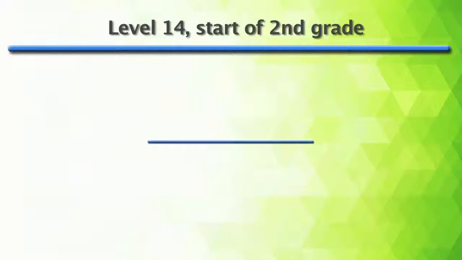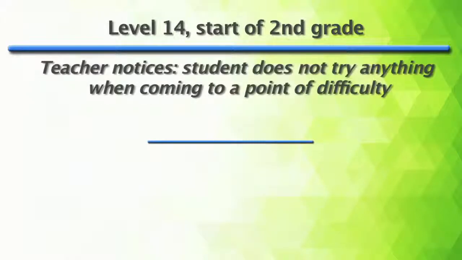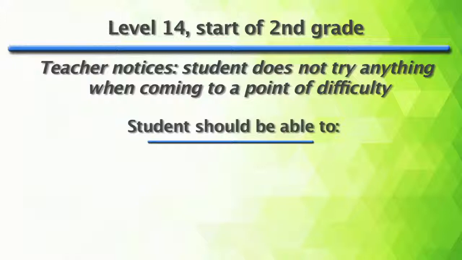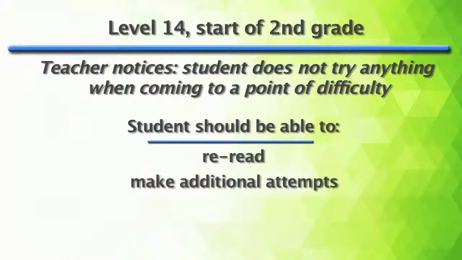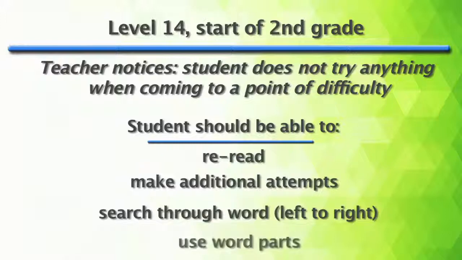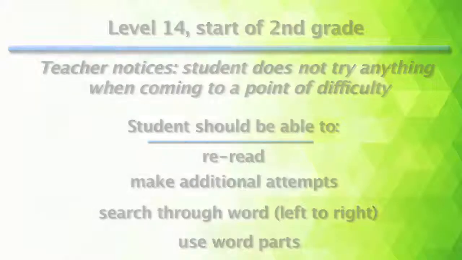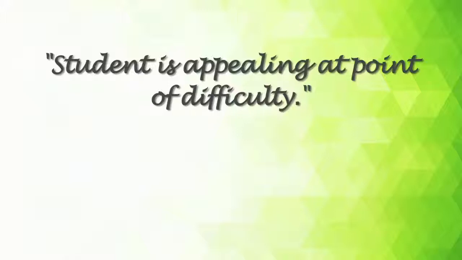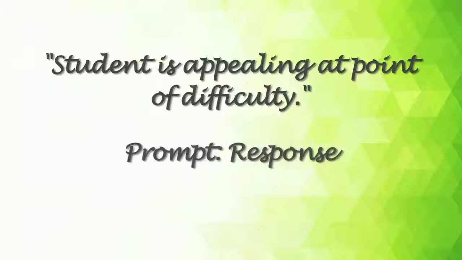For example, a teacher is working with a group at a level 14 at the beginning of 2nd grade. The teacher notices that one student does not try anything when she comes to a point of difficulty, just appeals for help. According to the continuum on page 207, she should be able to demonstrate one or more of the following strategic behaviors: reread, make additional attempts, search through the word left to right, use word parts. The teacher should write down in her anecdotal notes that the student is appealing at point of difficulty. Right then, she could also write down what prompt the teacher uses and how the student responds.